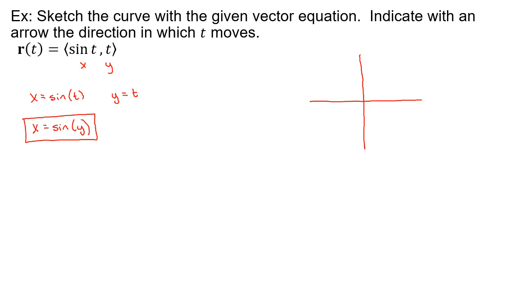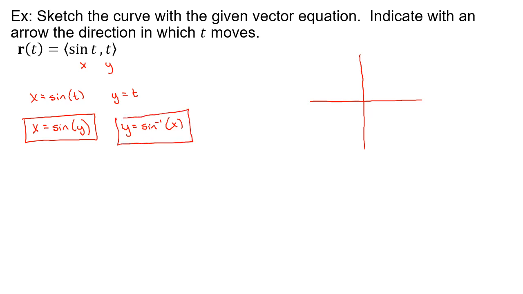What if you want to get t by itself? Remember, kind of like eliminating the parameter back in chapter 10. In the x equation, if you get t by itself and plug it in, you could say that y is the inverse sine of x. These are actually the exact same curve.